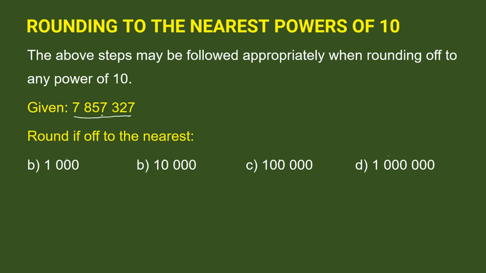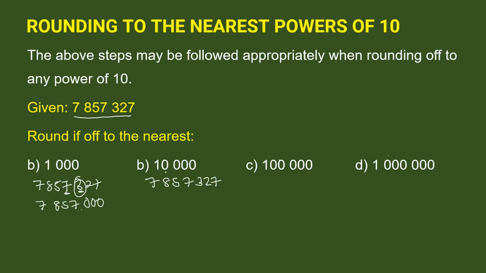Let's start with the nearest 1,000. 7,857,327 to the nearest 1,000. The digit which is 1,000 is this 7 here. Then the digit to the right of it is 3. It means that 7 will remain the same because 3 is less than 5. So it becomes 7,857,000, and then these three numbers become zeros, like that. So it's 7,857,000.